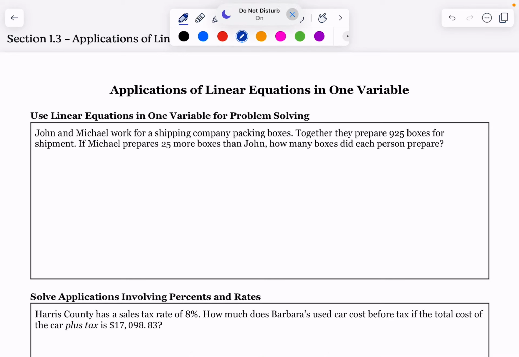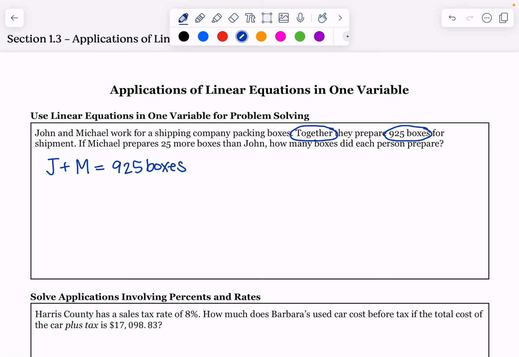This video is over section 1.3, applications of linear equations in one variable. This first problem says use linear equations in one variable for problem solving. The problem is John and Michael work for a shipping company packaging boxes. Together, that's going to be important, they prepare 925 boxes for shipment. So before we even start, together would be John plus Michael equals 925 boxes.